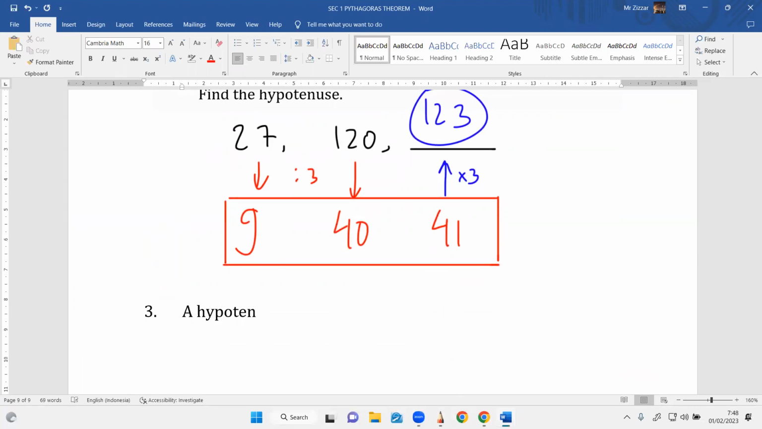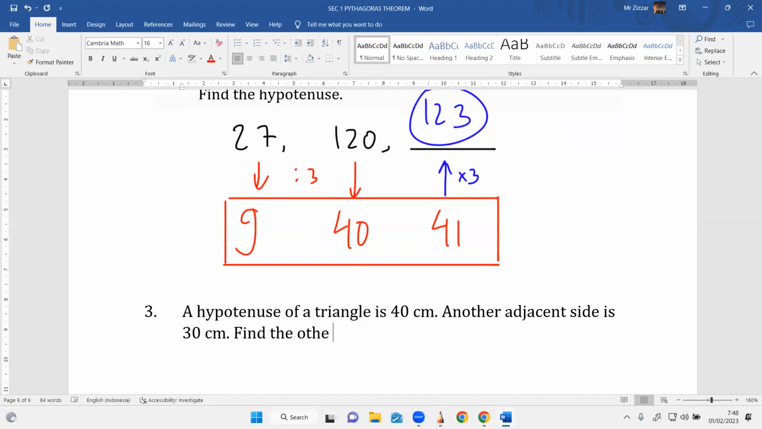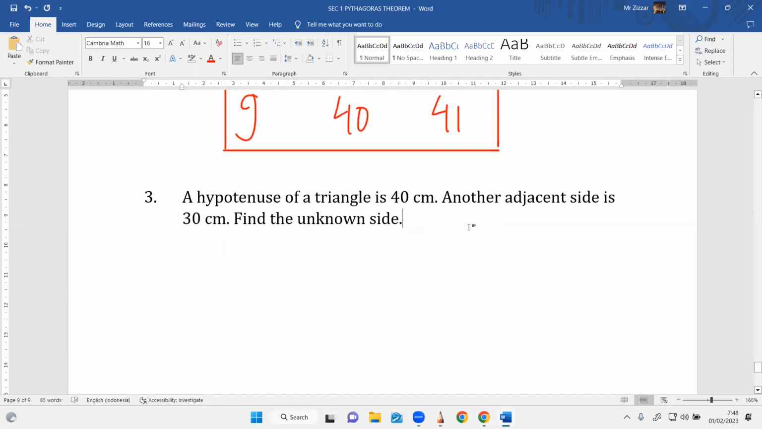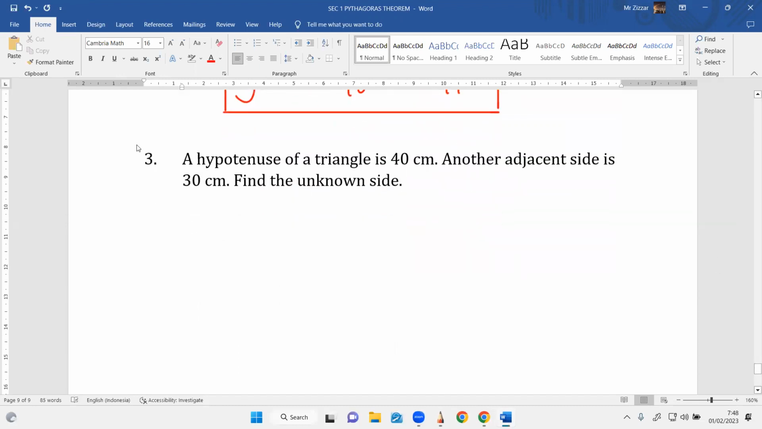The hypotenuse of a triangle is 40 centimeters. Another adjacent side is 30 centimeters. Find the other, unknown side. Okay, this is quite challenging, guys. This is a trap question.